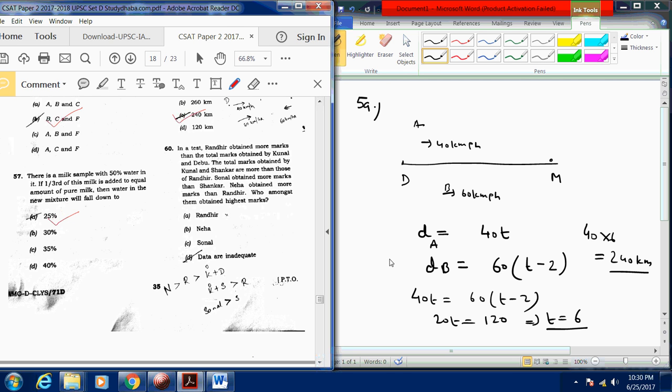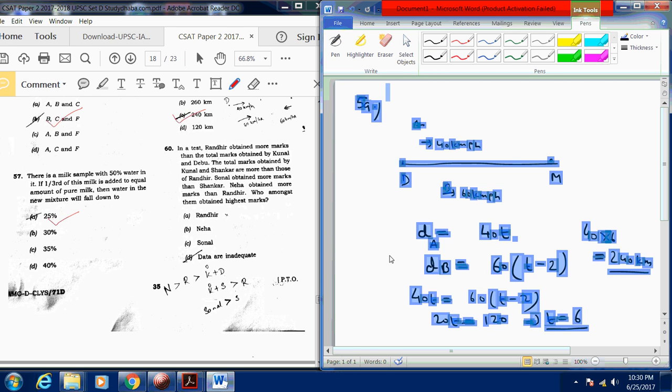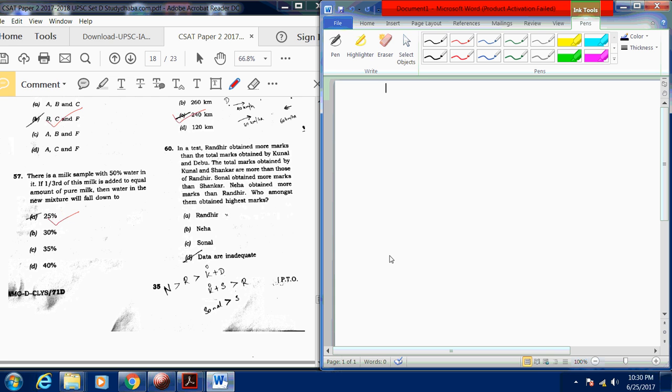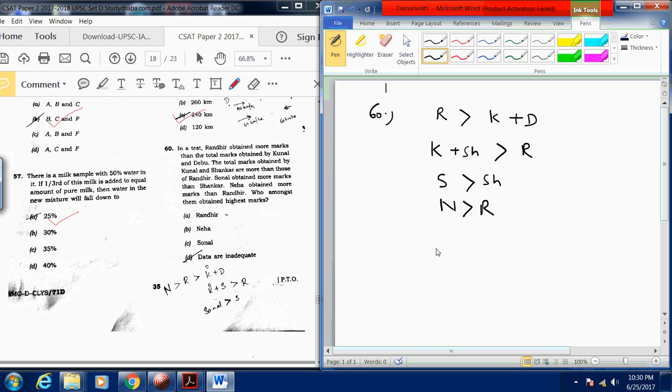So next question. In a test, Randhir obtains more marks than the total of Kunal and Devu. Total marks obtained by Kunal and Shankar are more than Randhir. Sonal obtained more marks than Shankar. Neha obtains more marks than Randhir. These are the data that we have.